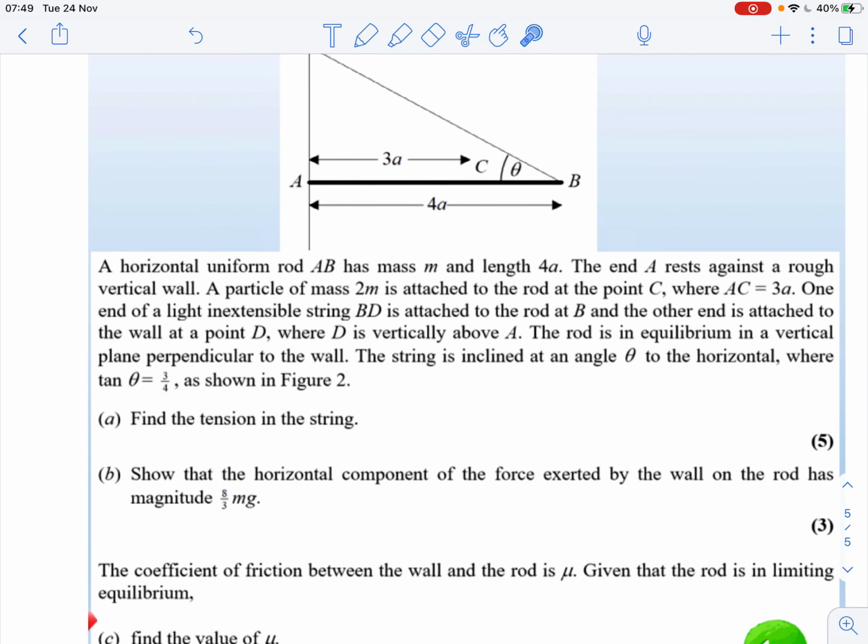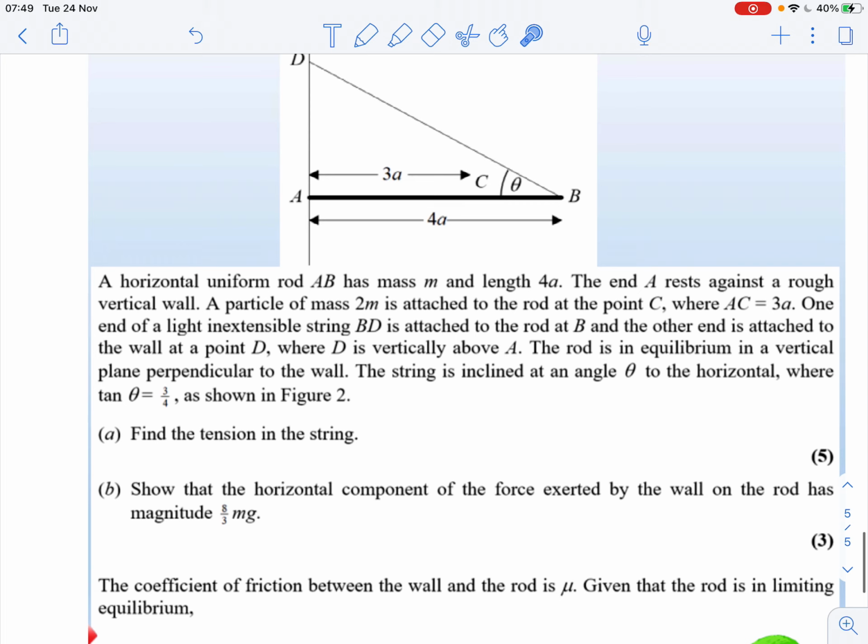Okay, so a particle of mass 2m is attached to the rod at the point C, where AC is 3a. One end of the light inextensible string BD is attached to the rod at B, and the other end is attached to the wall at the point D, where D is vertically above A. The rod is in equilibrium in a vertical plane perpendicular to the wall. The string is inclined at an angle of theta to the horizontal, where tan theta is 3/4, as shown in figure 2. Find the tension in the string.